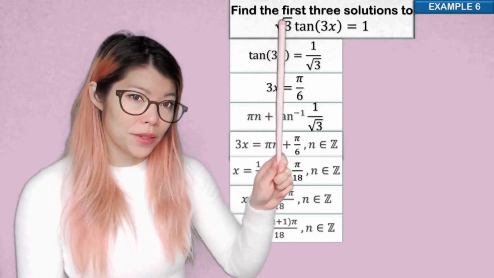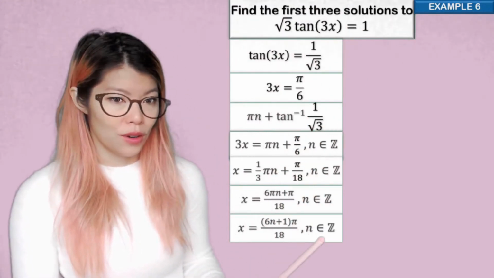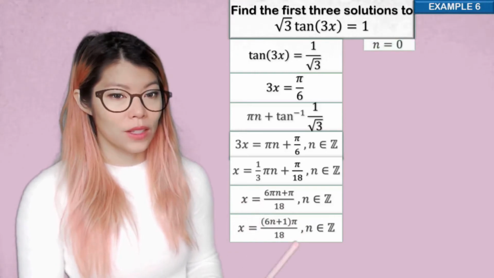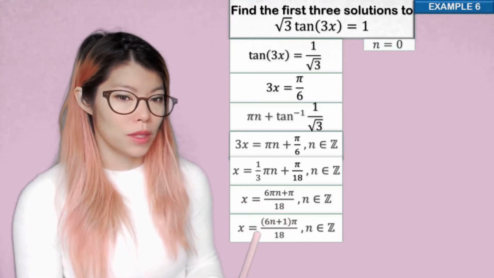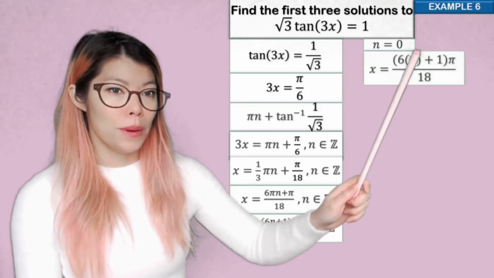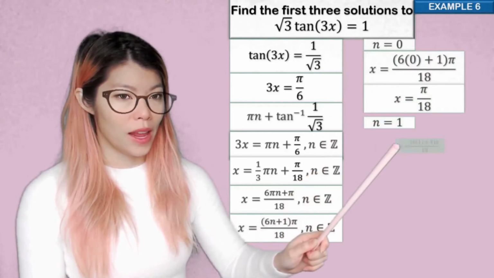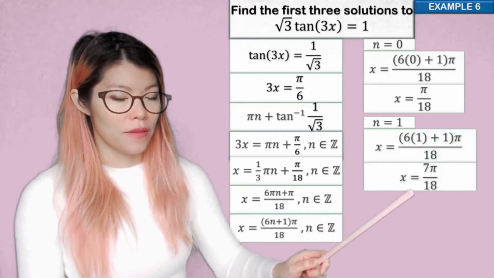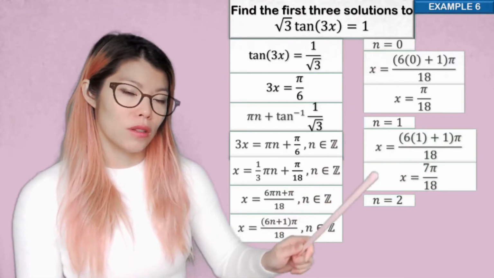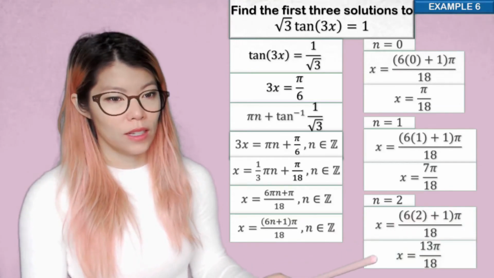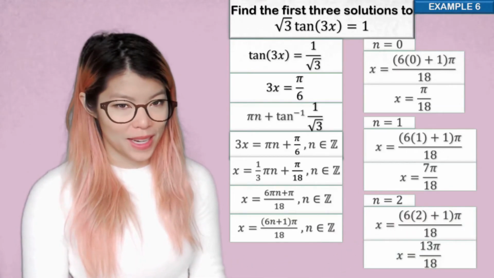But example 6 says find the first 3 solutions. In other words, when we let n equal 0, what's the first one? n equals 0 would give us 6 times 0, which is 0, plus 1, so pi on 18. And then the second solution would be when n is 1. So plug that in, we have 7 pi on 18. And the third solution is when n equals 2. So 12 plus 1 is equal to 13 pi over 18.